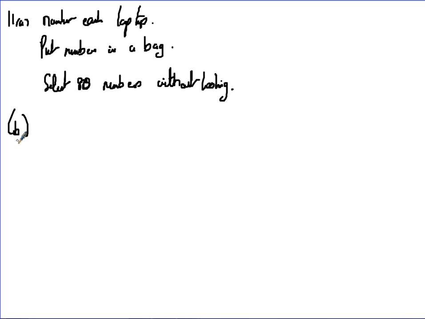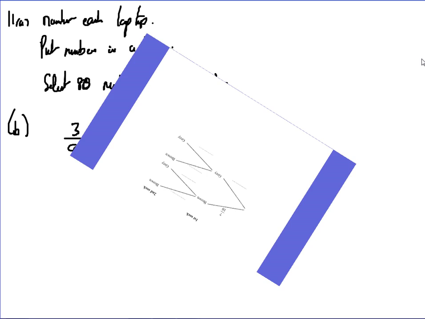B, she finds that 3 out of the 80 laptops are faulty. Work out an estimate for how many for 600. So it's 3 out of 80, that's the proportion of them, times it by 600 will tell me how many you'd expect then out of 600 to be faulty. So 22.5, so you can probably round up to 23 laptops.